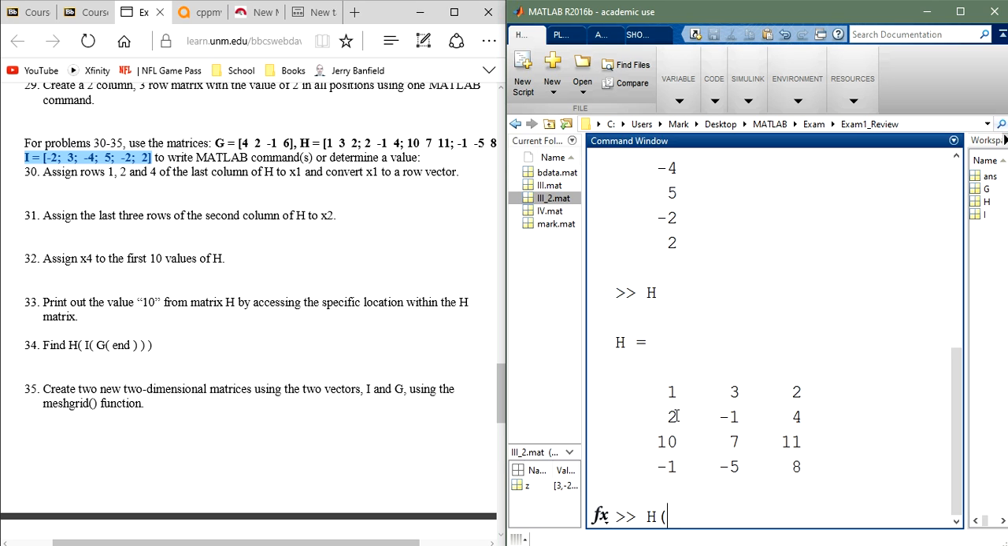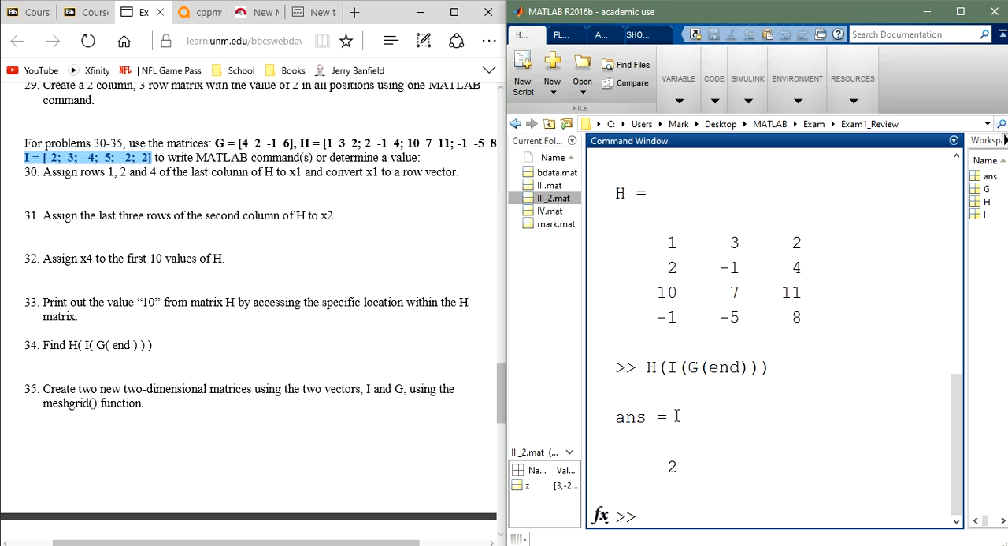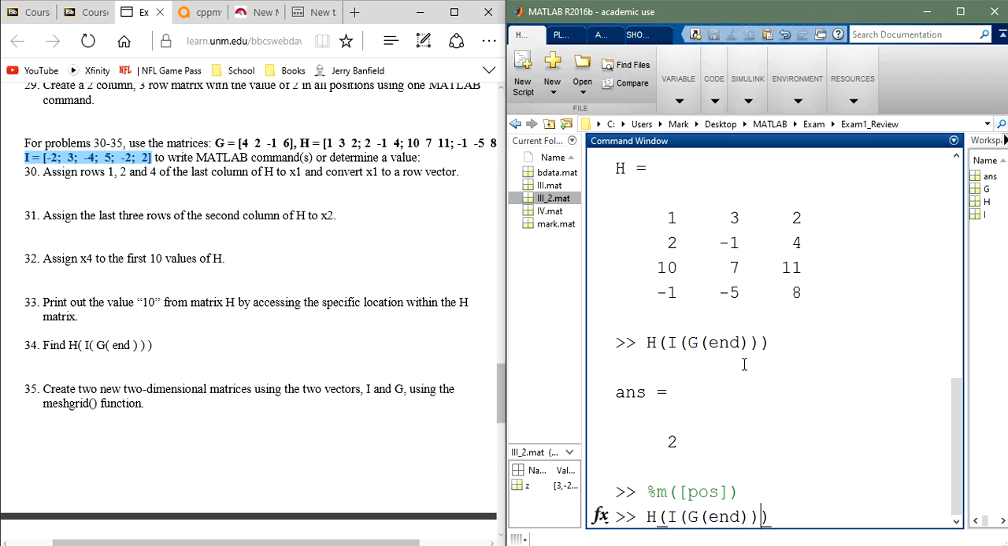Let me prove that to you. H of I of G of end. Ans is equal to 2. And so the first thing that I did is I said, what's G of end? And if you guys don't understand what's going on here, it's just a matrix by the position. So they're calling out a position right here. And you could have a bracket right here. Oh, I can't do that. Sorry. You could have a bracket right here, and you can see that's the same thing.